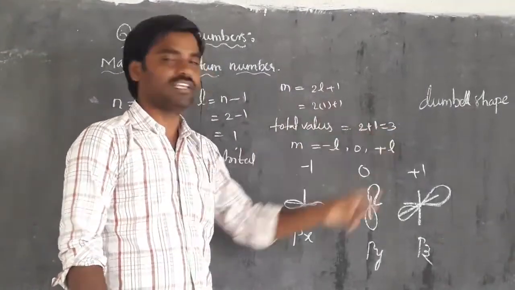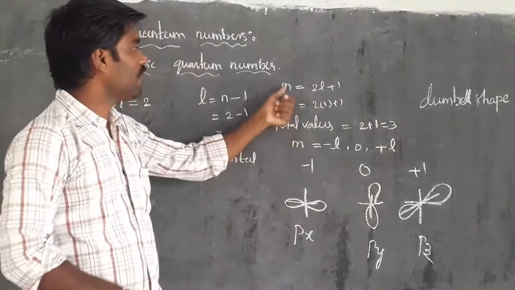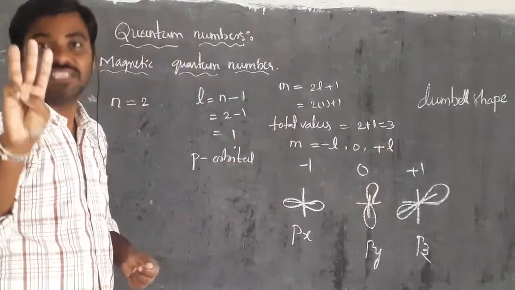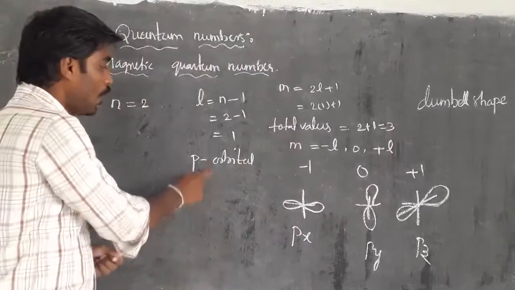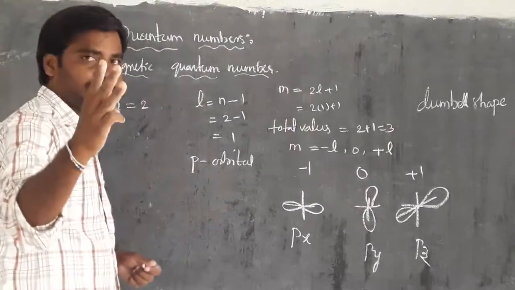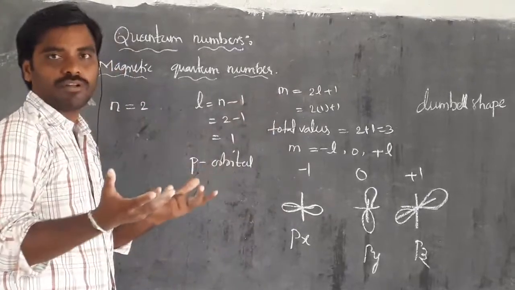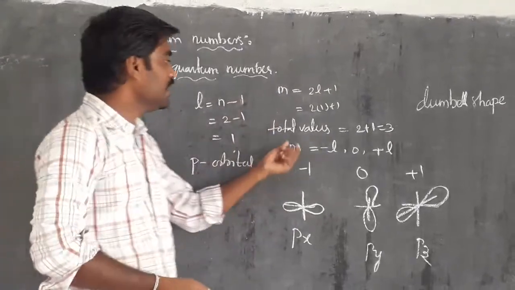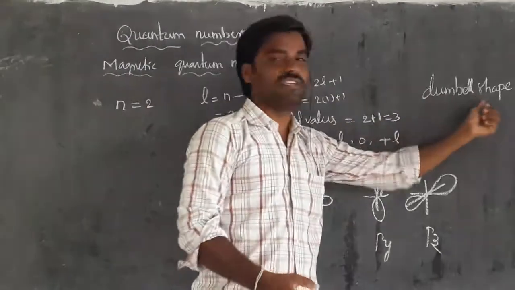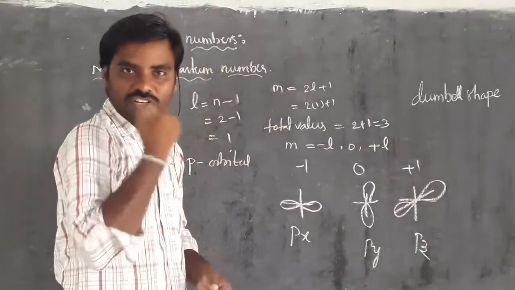2 plus 1 is 3, which means the total number of magnetic quantum number values is 3. That means 3 orbitals are present. Why? Because the magnetic quantum number indicates the number of orbitals with their shape. And what is the shape? The shape is dumbbell shape. Already you are familiar with this.